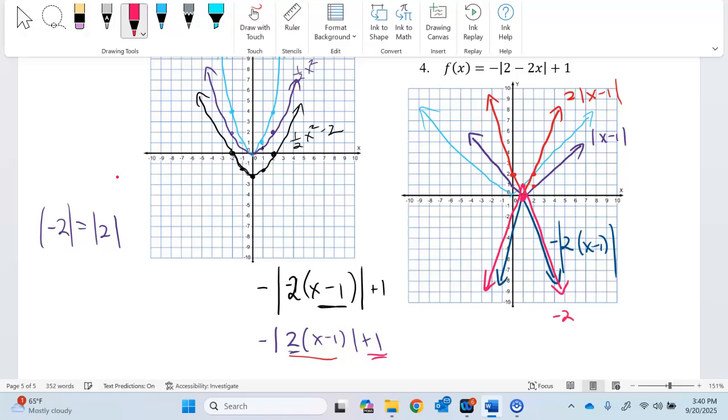So that pink graph is negative 2 times the absolute value of 2, x minus 1, plus 1. If I describe the shift, say it's 1 unit to the right, stretch it out by 2, vertical stretch, flip it over the y-axis, and then move it up 1.